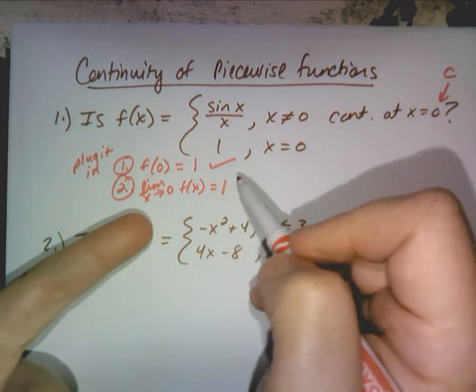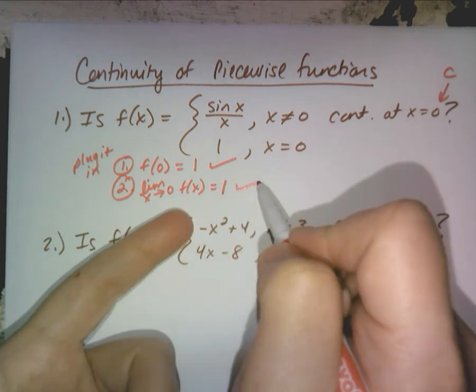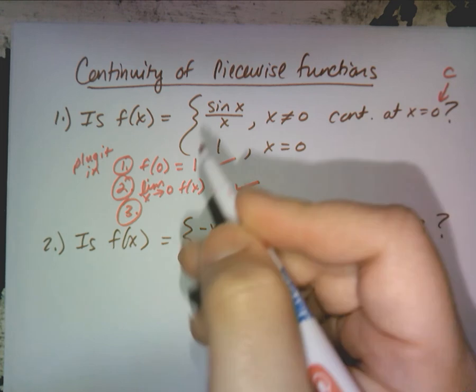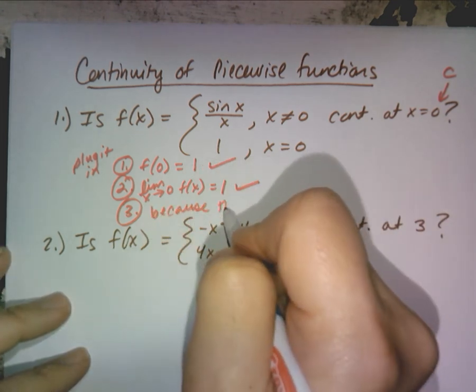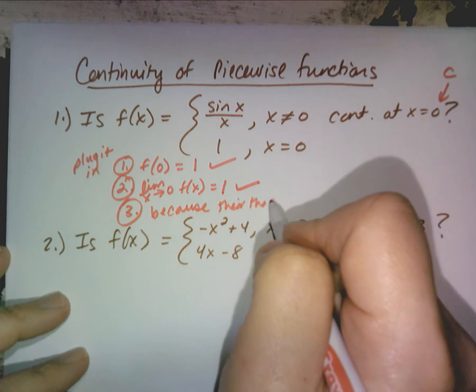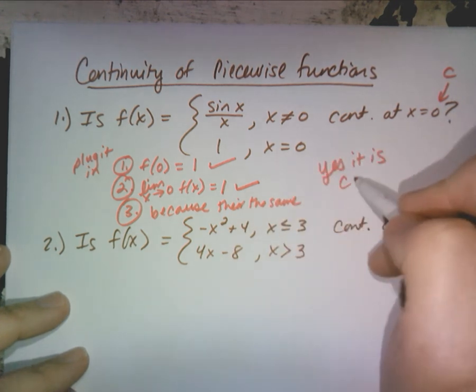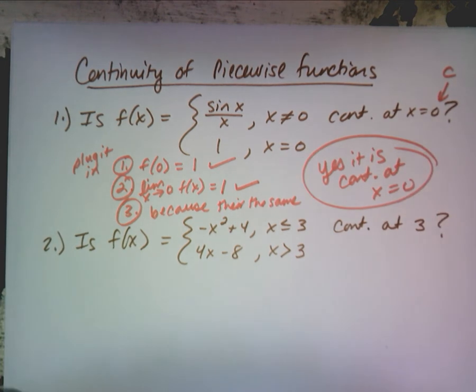Wait a second. So if I plug it in and I get out a 1, and the limit from both sides is 1, then what is step 3? They're the same. It's continuous because they're the same. Then all you would say is, yes, it is continuous at x equals 0. Boom. Okay? So you have to prove 3 points.